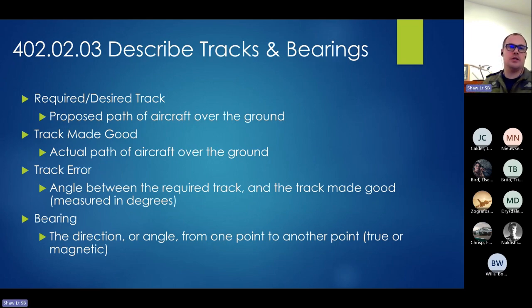So required track is a plan. Track made good is what actually happened. Track error is our degrees. So remember, it's not miles, it's measured in degrees, the difference between our plan and what actually happened. And then our bearing is our angle from one point to another.